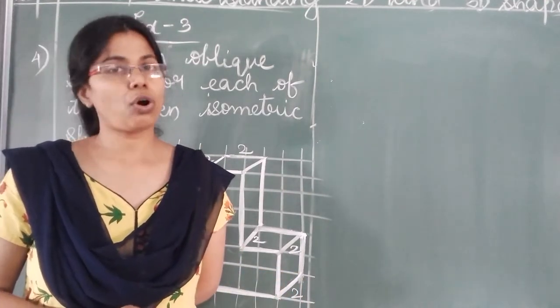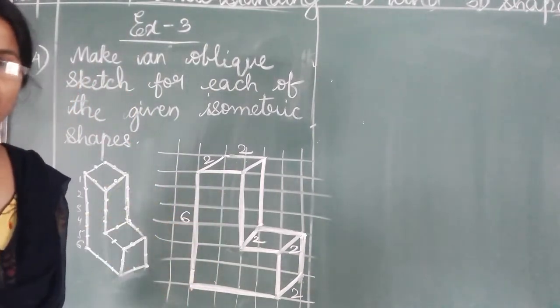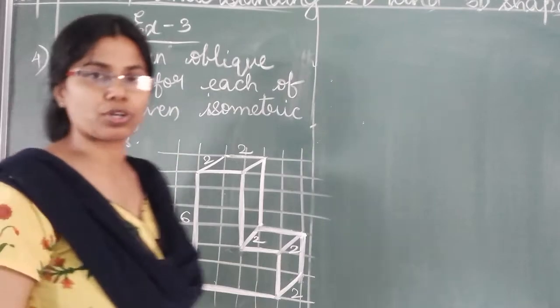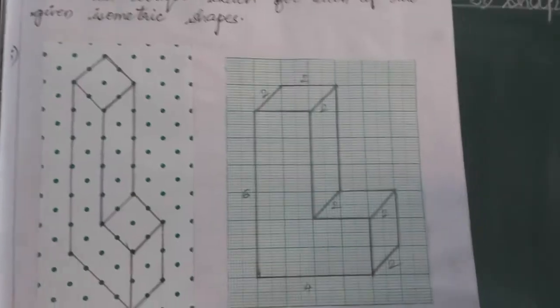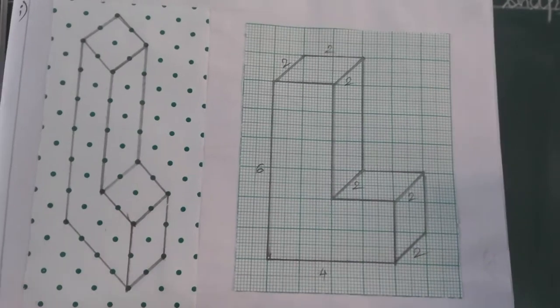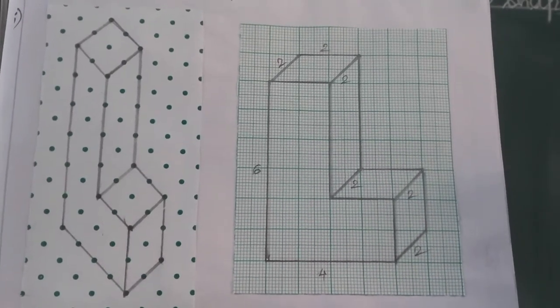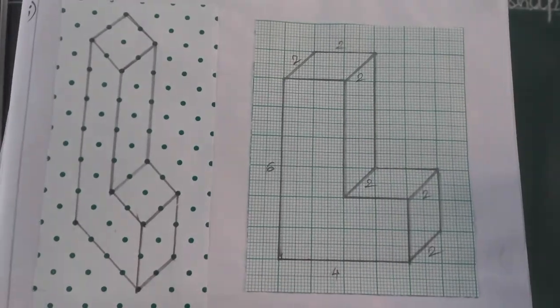Understood this? Copy in your classwork books, children, on the graph paper, then paste that graph paper in your classwork book. Do this, children. So this is the actual figure that you are going to get. First you have to draw on the isometric dot paper and then on the graph paper the solution will be drawn. Do that, children.